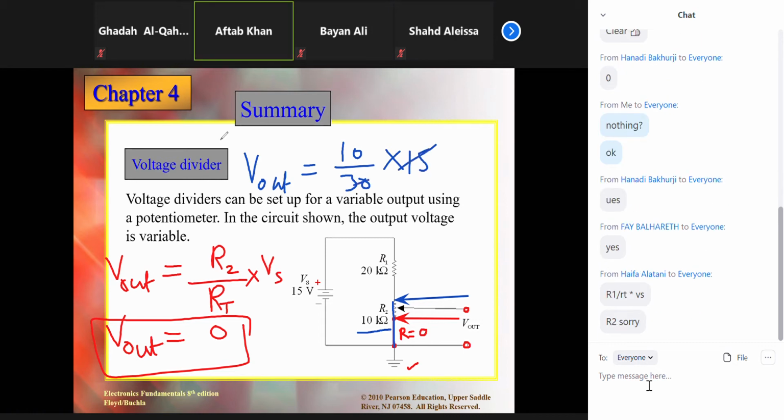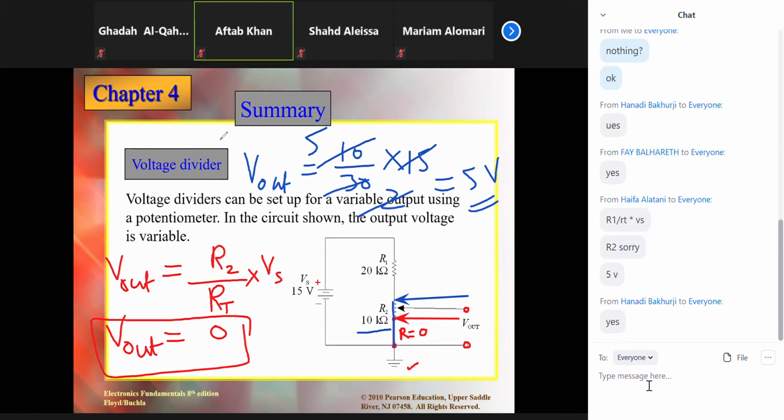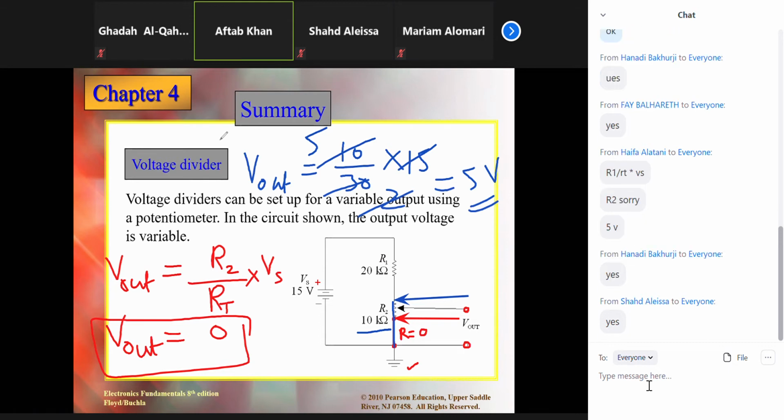All right, so it is going to be 2 times, it is going to be 5, so it is going to be 5 volts. Yes, Haifa, correct. So this means the output range is from 0 to 5 volts. By changing the value of the variable resistor, we are able to change our output. Is it clear now? This is called a potentiometer. Okay, this is a potentiometer, girls.